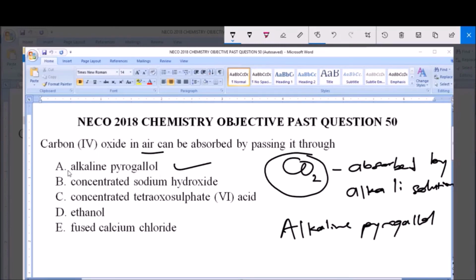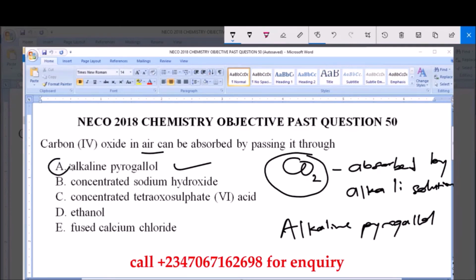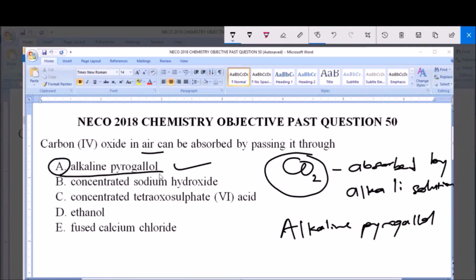When air is passed over alkaline pyrogallol, in order to prepare nitrogen or oxygen from the atmosphere, the carbon(IV) oxide in the air will be trapped by the alkaline pyrogallol. So alkaline pyrogallol is more suitable for absorbing carbon(IV) oxide from the air.